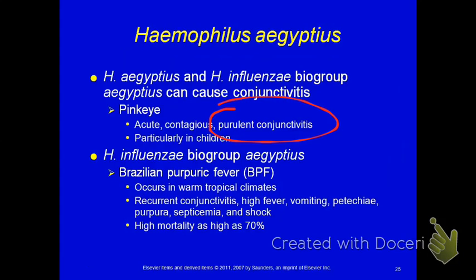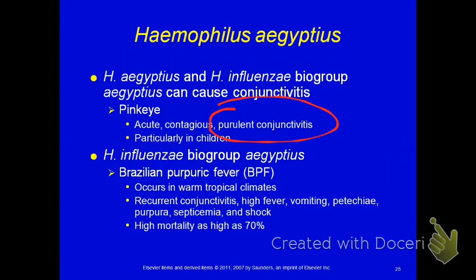On the other hand, there is another biogroup, Haemophilus influenzae biogroup aegyptius. Aside from conjunctivitis or pink eye, this one can cause BPF, or Brazilian purpuric fever, which mostly occurs in warm tropical climates.